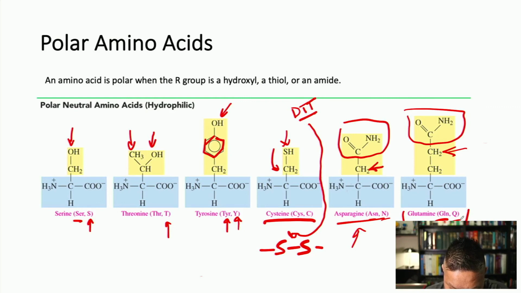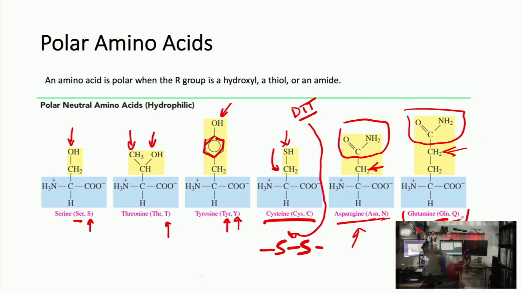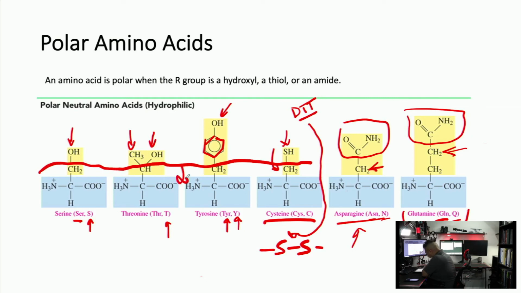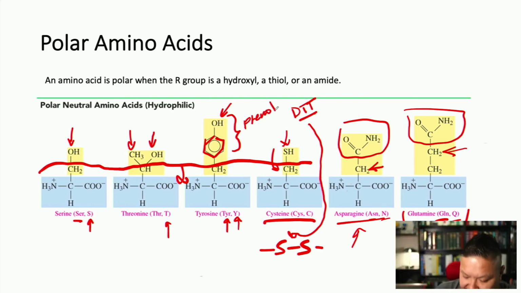Serine and threonine, and tyrosine and cysteine are all the same from there down. Just that serine has an OH. Threonine has a CH3 extra and an OH. The tyrosine has a phenol group. I don't think I ever told you that before. Whenever you have a phenyl with an OH, it's called a phenol. And then cysteine has the SH.